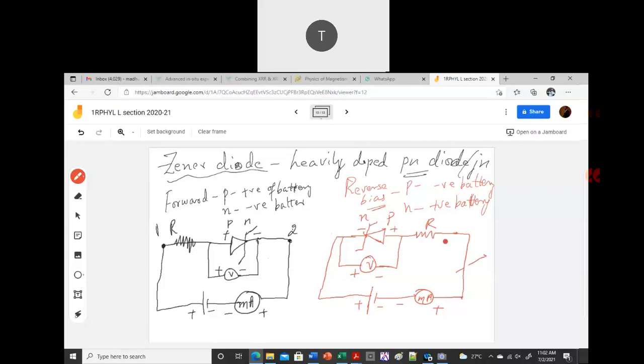Now you can see in this case that the positive of the battery is connected to the negative of the Zener diode, or N type. So it becomes a reverse bias. And the P type, or positive of the Zener diode, is connected to the negative of the battery. So this is your reverse bias and this is the forward bias. Then what you are supposed to do is take some measurements of different V and I.